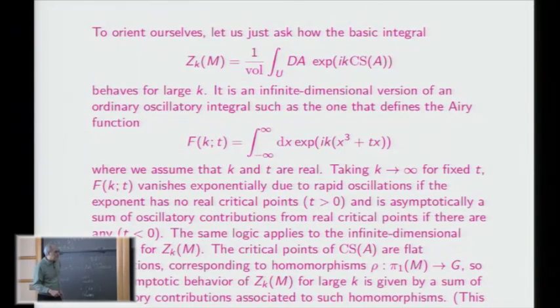So the critical points are flat connections corresponding to homomorphisms from the fundamental group to G. So the asymptotic behavior for large k is given by a sum of oscillatory contributions associated to such homomorphisms. I wonder what's been missing. Whatever is missing is also missing here, so I don't remember what it was.